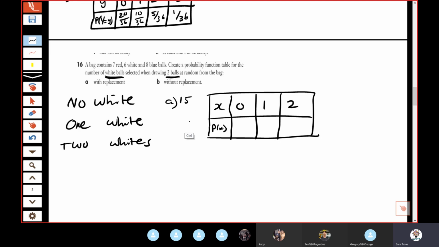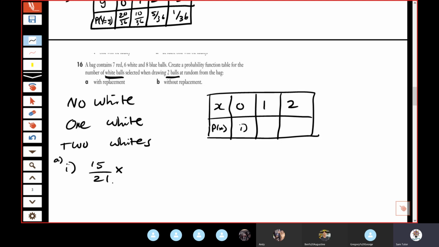Oh, this is going to be a bit messy like this. I'll call it A there. I there. There we go. Okay. A. I. All right. So no white. That means the first one had to be red or blue, which is 15 over, what did I say? 15 over 21.